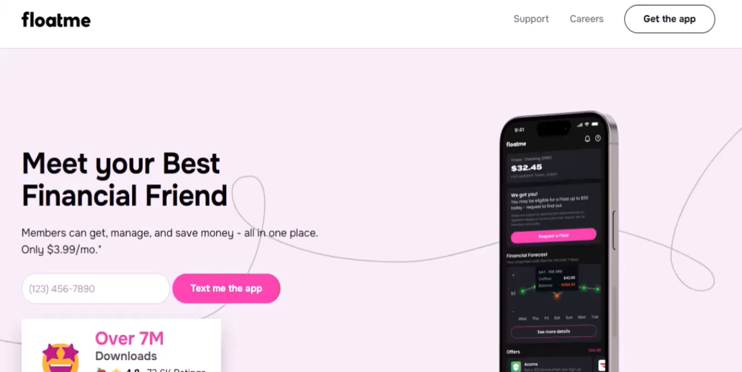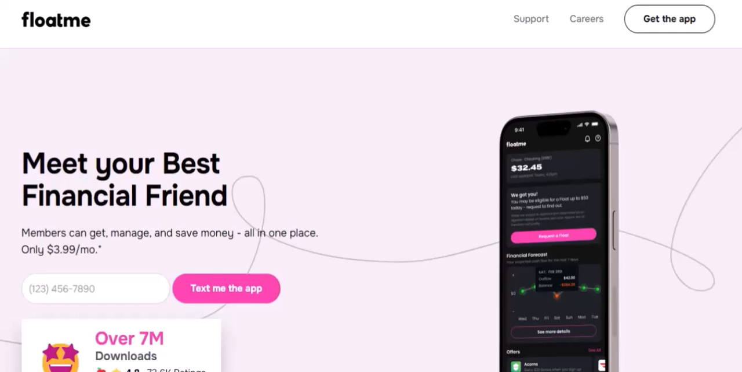3. Your spending habits. How you use FloatMe can also impact the interest rate. If you consistently use the app responsibly, you might be rewarded with a lower rate. 4. Market conditions. Believe it or not, even the overall market conditions can affect your FloatMe interest rate. Economic factors like inflation and interest rates can influence the pricing model.